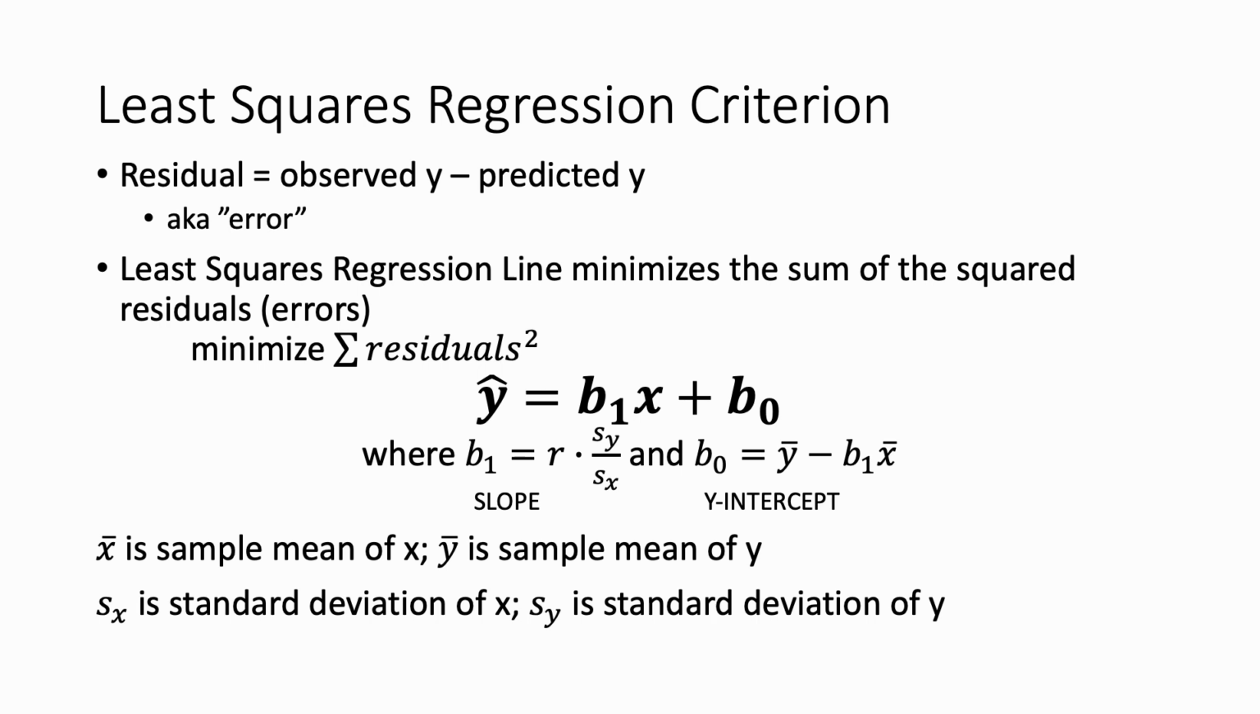b1 is r times sy over sx. S is your standard deviation, not variance, that's squared, but the sample standard deviation. And b0 is y bar, your sample y average, minus b1 times x bar, your sample x average. Again, x bar and y bar are sample means, sx and sy are standard deviations. Make sure you know these equations for your test.